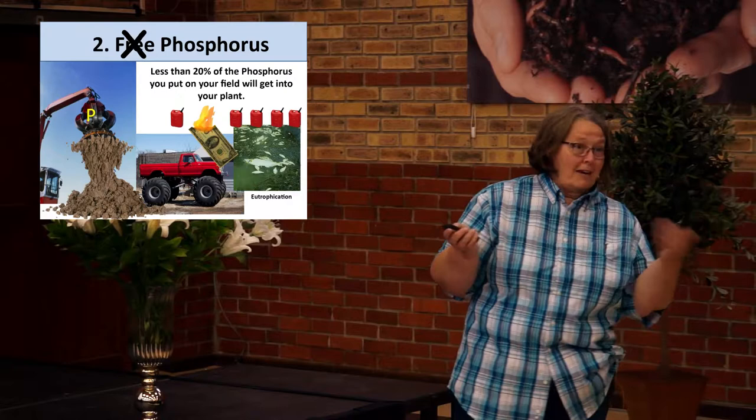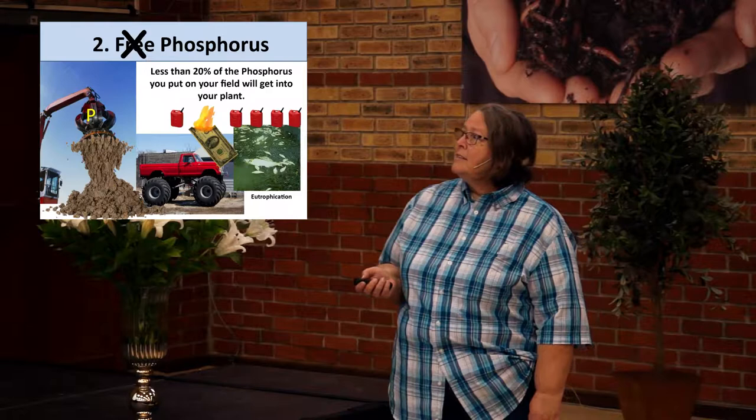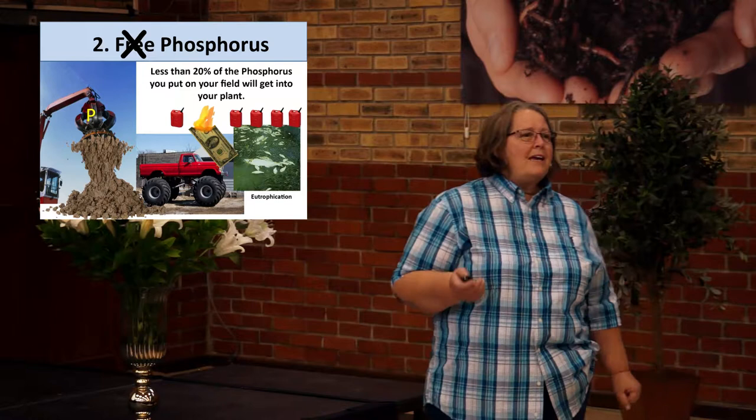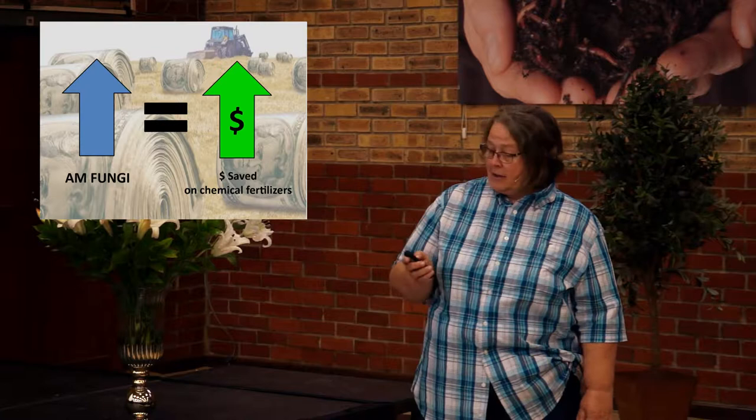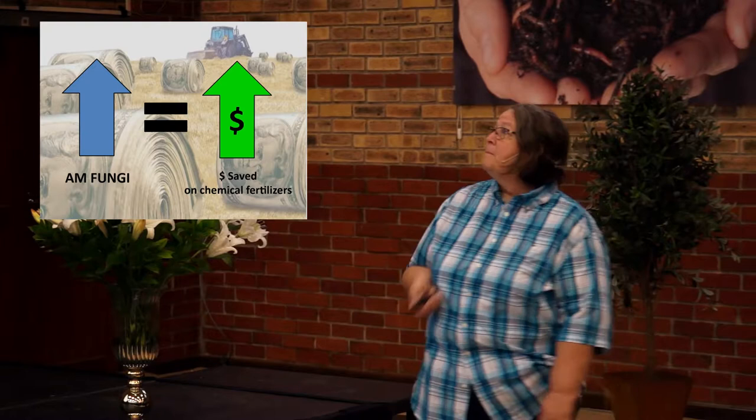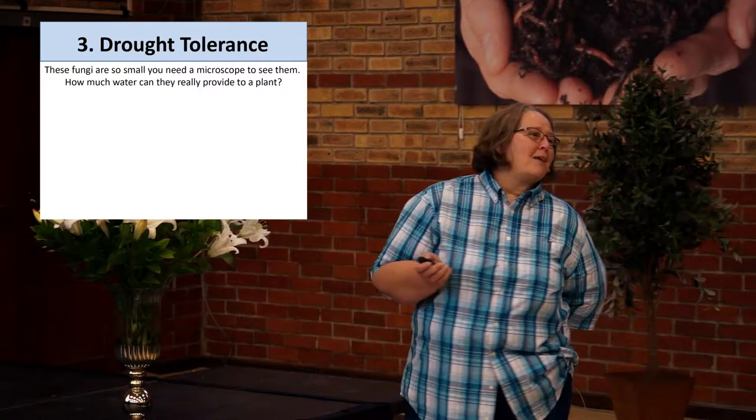So you have to think about how we utilize this, how we can get it out of the soil and into the plants and not have that excess being lost. We need nutrient-efficient plants, plants that uptake the nutrients, and we reduce our inputs to match what they can uptake. So AM fungi can help save money on chemical fertilizers, and that means your cost of doing business is lower. So, drought tolerance. I really questioned this when I was a student. I said, they're so small, you need a microscope to see them.